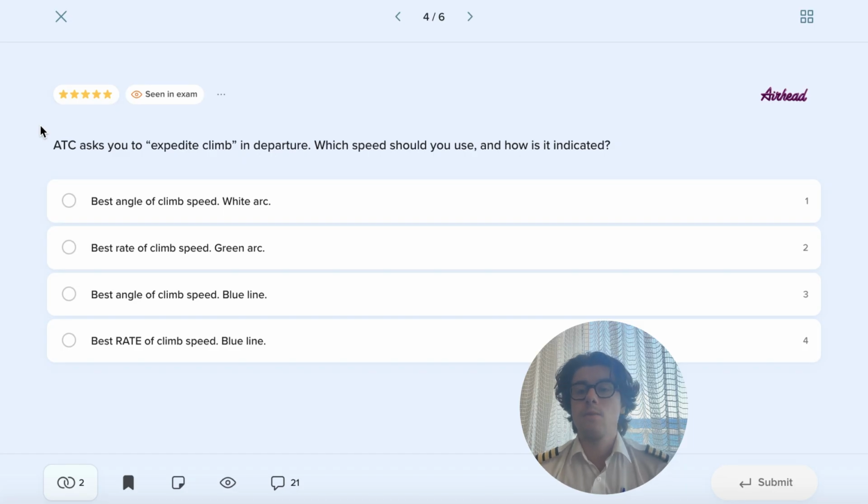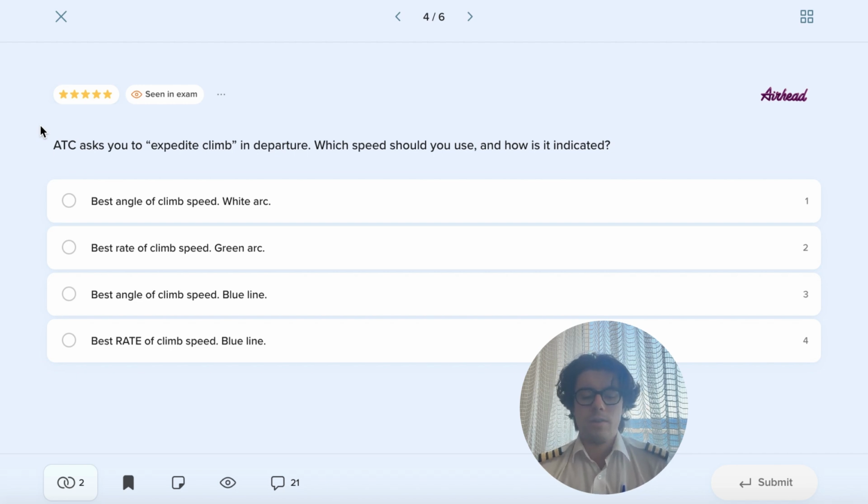So Vx will get us the most altitude in the shortest distance possible, and this is the best speed to go for when we need to climb over obstacles. Whereas Vy will give us the most altitude in the shortest amount of time. So if we are asked to expedite a climb, that means ATC wants us to be as high as quickly as possible, meaning we will use Vy, or the best rate of climb.